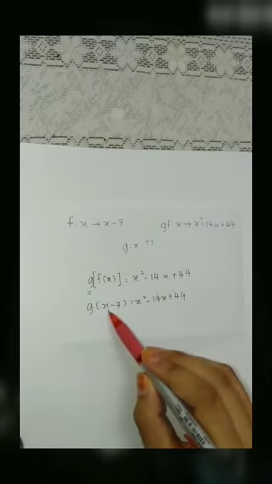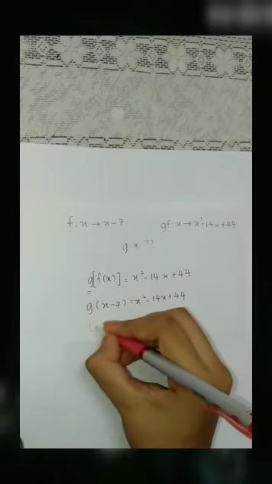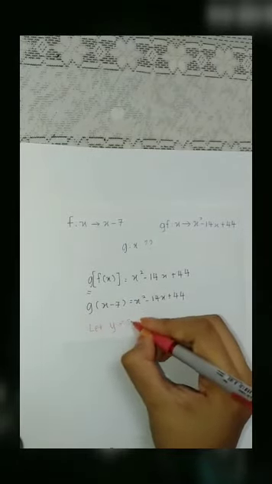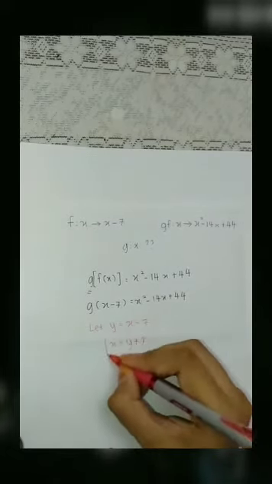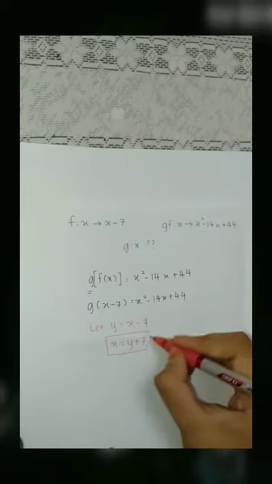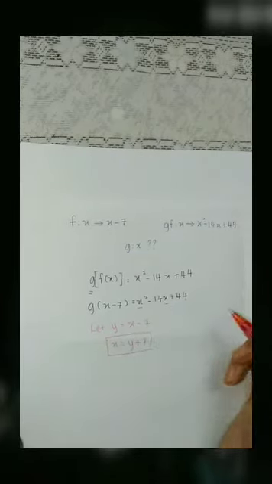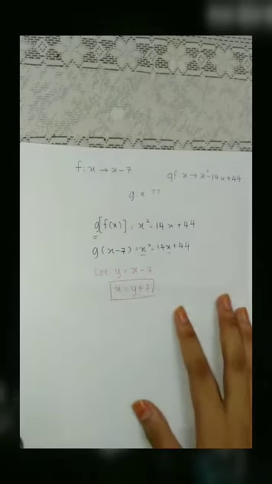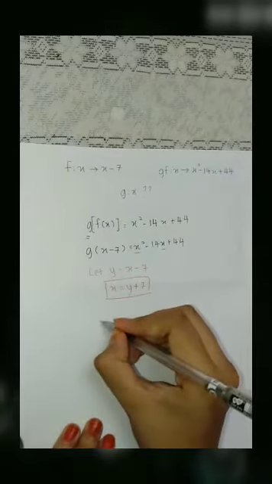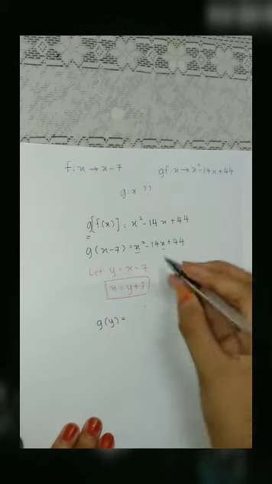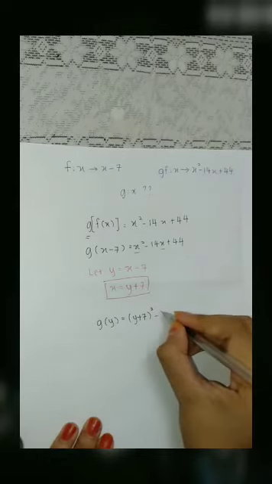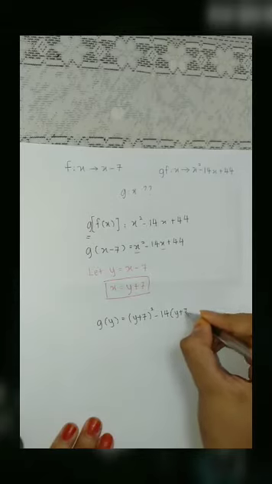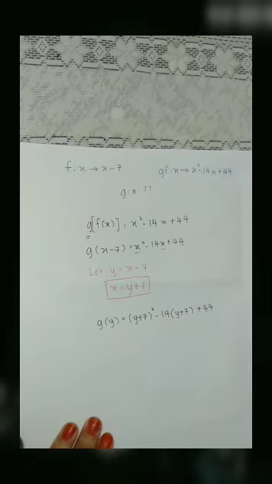So we cannot just move this to here, so we have to let y equal to x minus 7. So x equals y plus 7. So we have to use this to replace in here and here. So we should write it like this: g(y) equals (y plus 7) squared minus 14(y plus 7) plus 44.